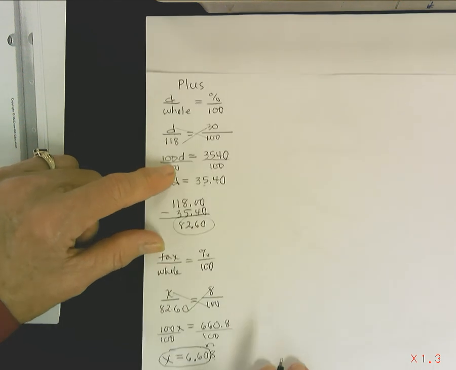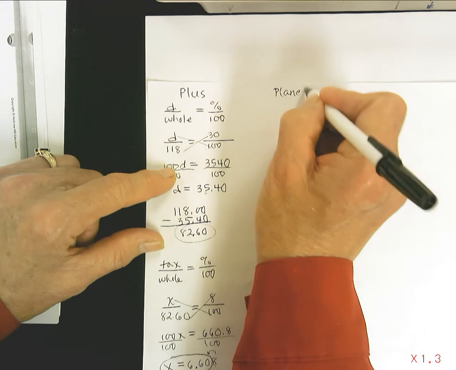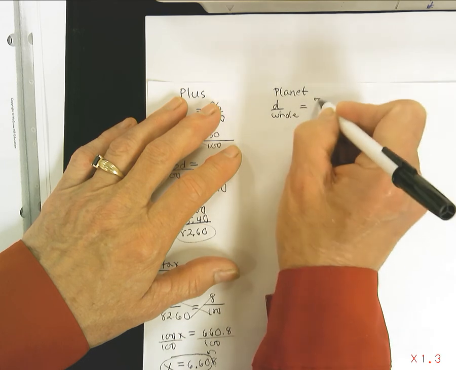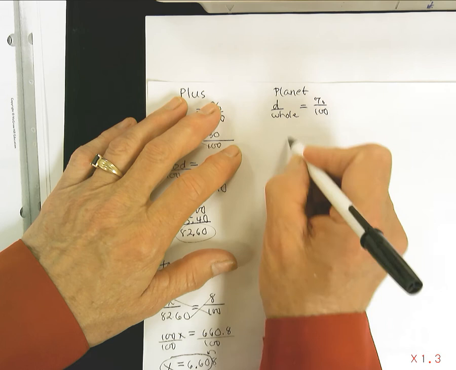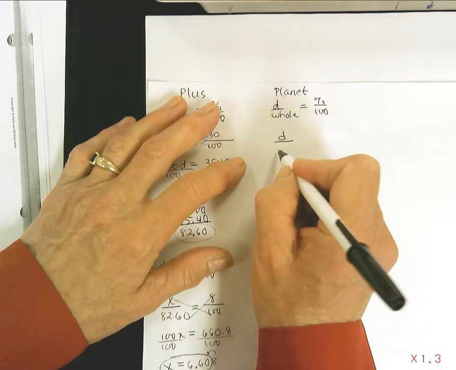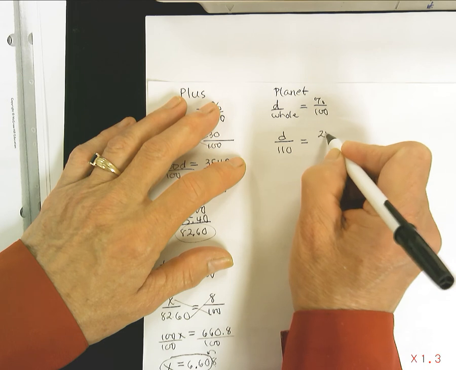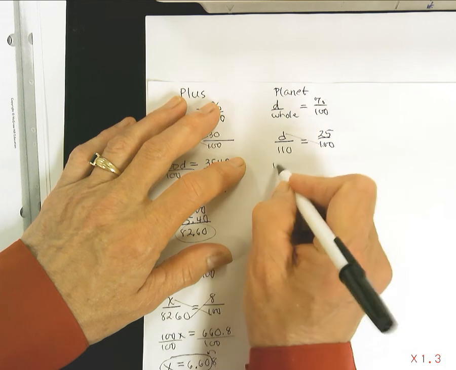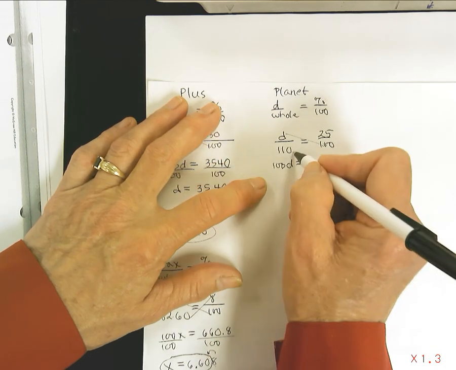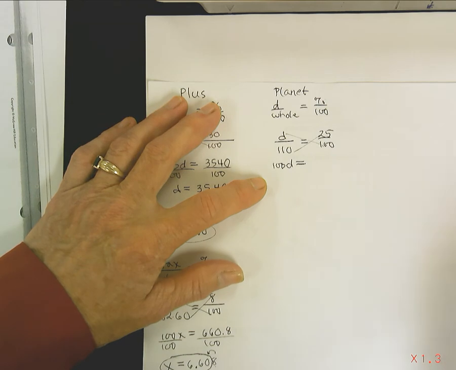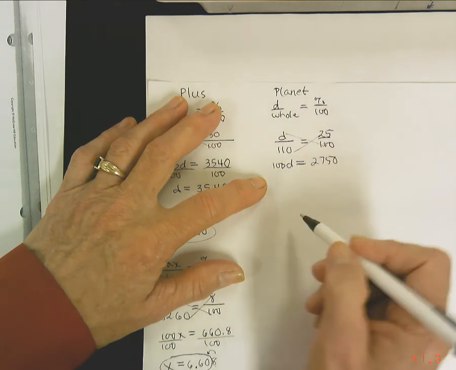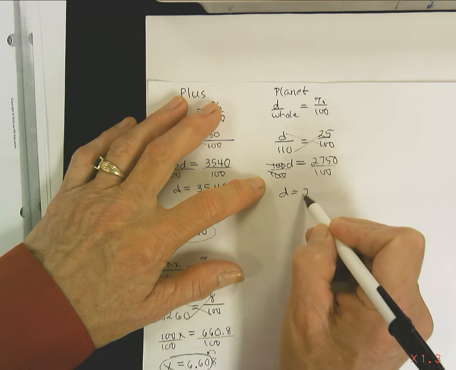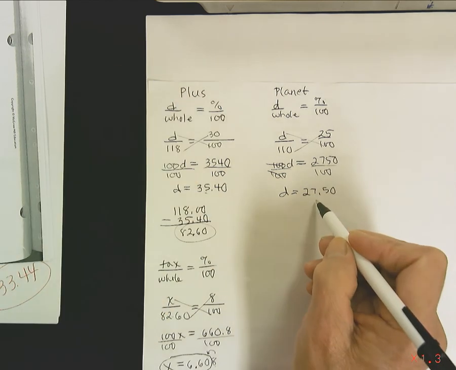This is at Pets Plus. We have to go through that whole process now for Pet Planet. So we've got to find the discount out of the whole price. That's a percentage out of 100. The whole price at Pet Planet is $110. We're getting a 25% discount, so the percentage is 25. Cross multiply. 100 times D. Cross here. 110 times 25 gives me 2750. Last step again is to divide by 100. So my discount is $27.50.